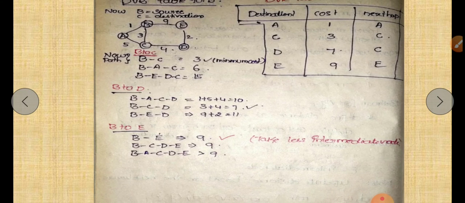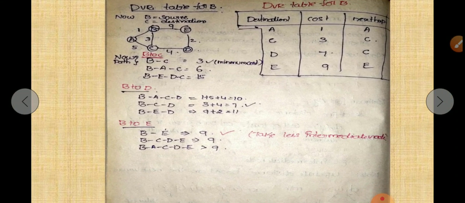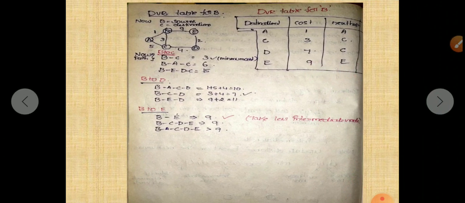If the hop count increases, the header size in the packet automatically increases. The more times the packet jumps from one router to another, the more it may cause loss of information. That is the reason we always go for the shortest path. So the destination is E, the cost is 9, and the next hop is E. This is the DVR table for B.